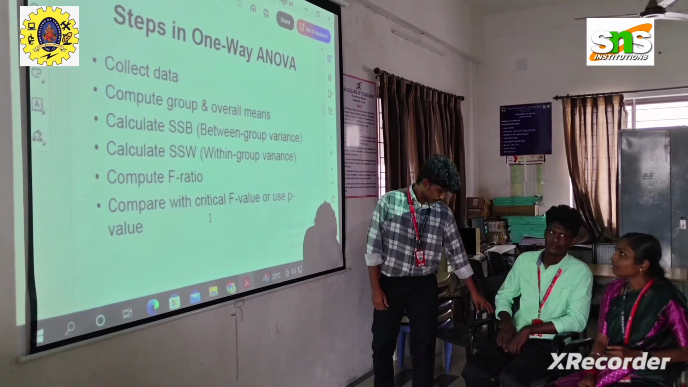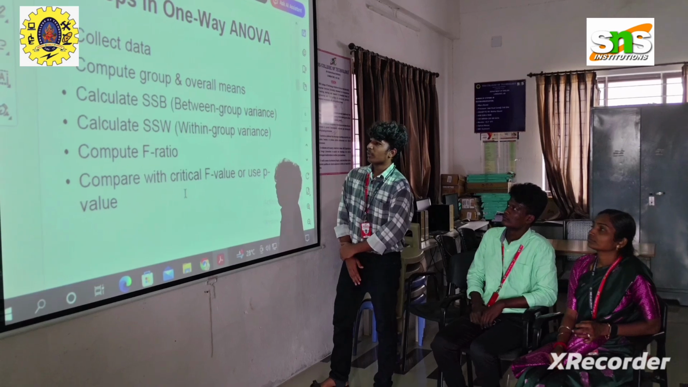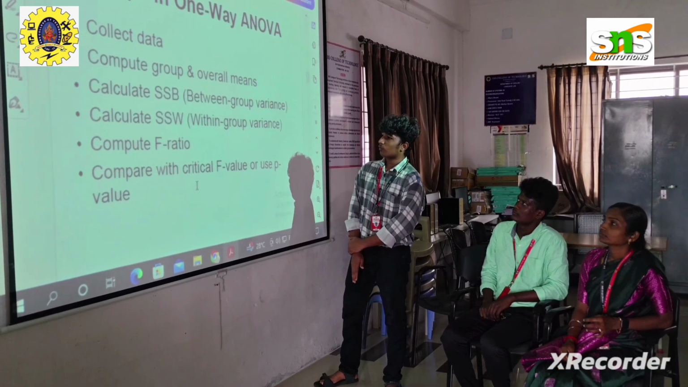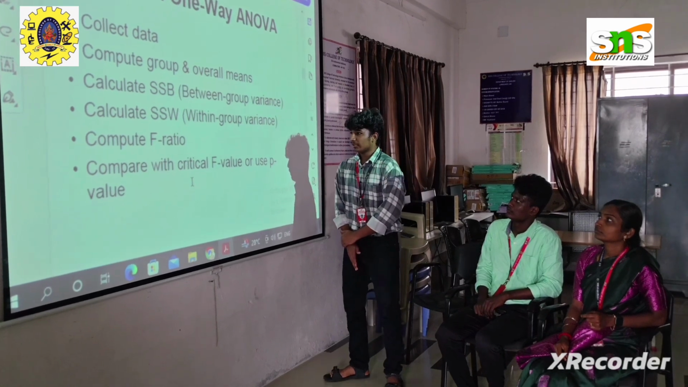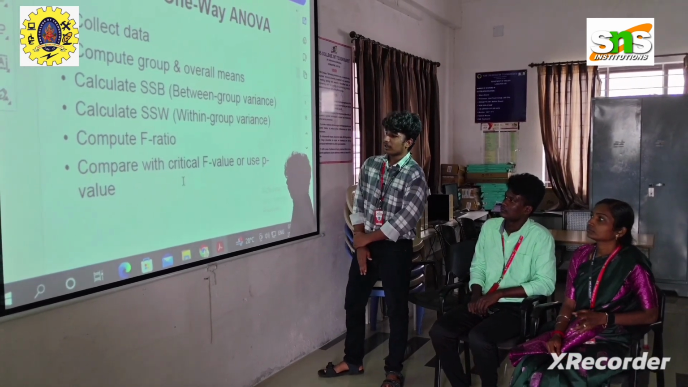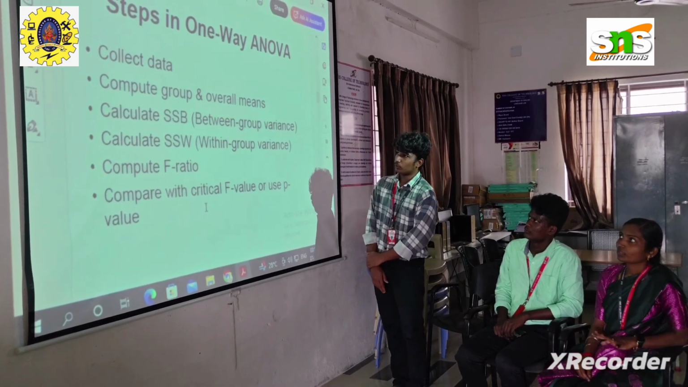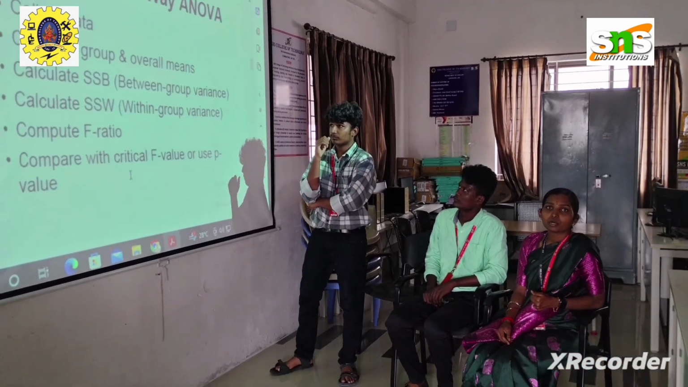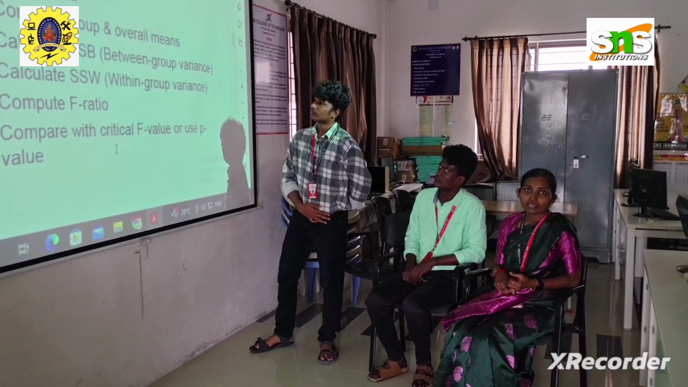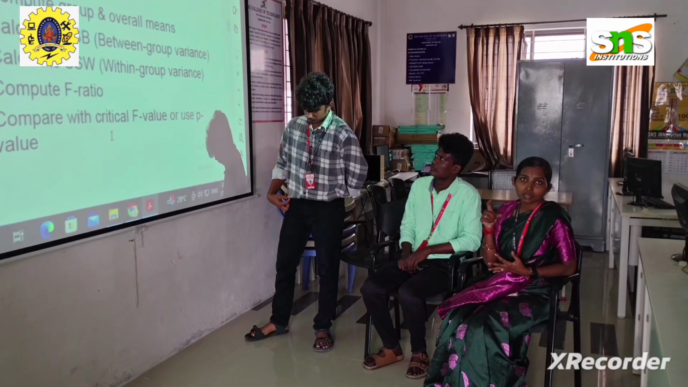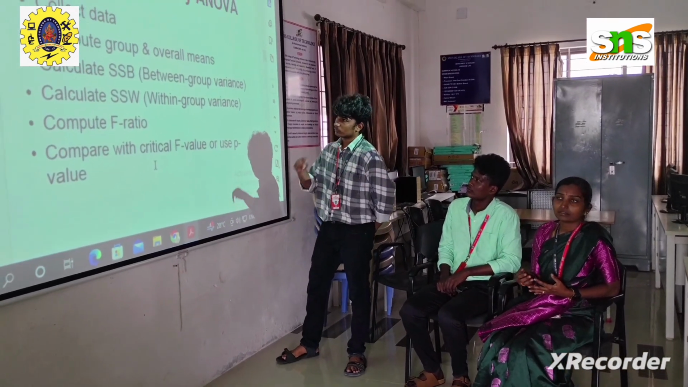Steps in one-way ANOVA. Collect data, compute group means and the overall mean, calculate SSB, the between-group variance, calculate SSW, the within-group variance, compute the F ratio, and compare with the critical F value or use the P value. These are the procedures we follow in one-way analysis of variance, wherein we find all the required values for the final ANOVA table. These are the things which I have discussed earlier in the procedure itself. Next slide.